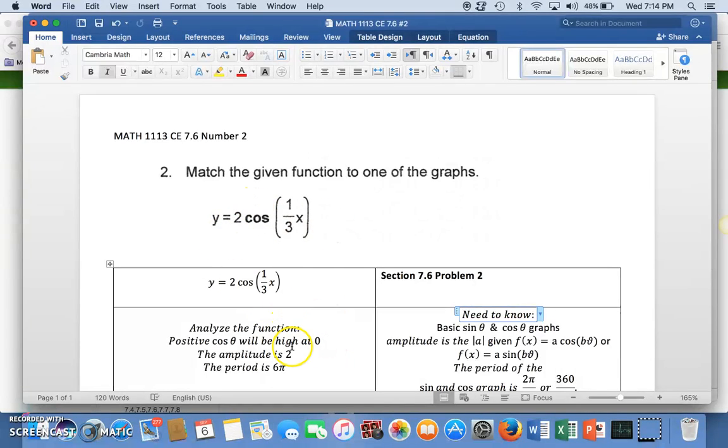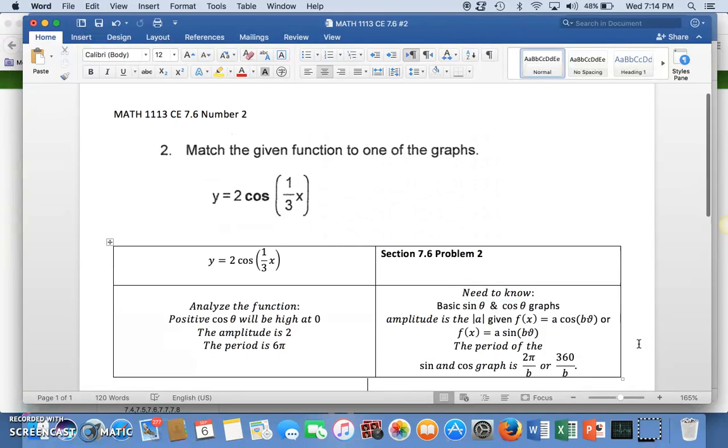This one has an amplitude of 2 and a period of 6 pi. And how do we know all of that? The basic sine and cosine graph have an amplitude of absolute A when it's in this basic form. And your A here is 2, so your amplitude is 2. The period is 2 pi over B.